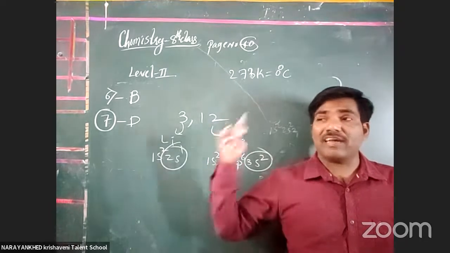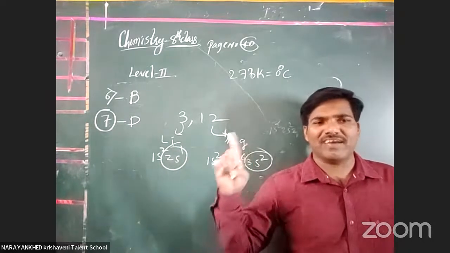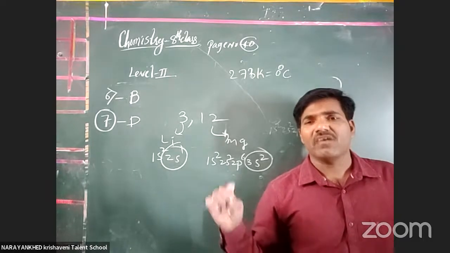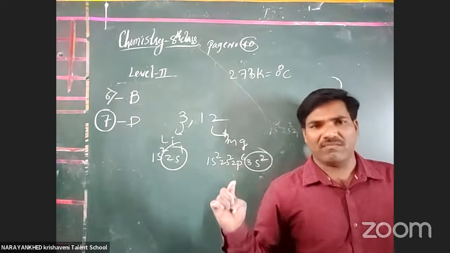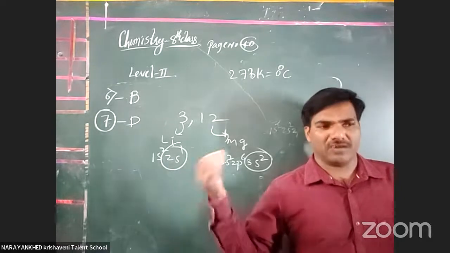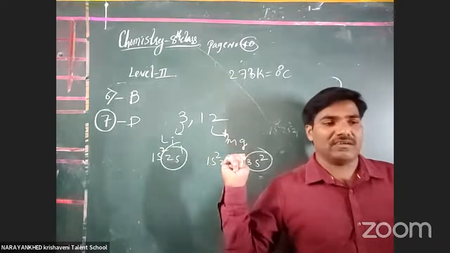We can't measure light as this much length. Why? Because light travels 3 lakh kilometers in 1 second, 3 into 10 to the power of 8 meters per second. So light is measured in candela. That is a new thing. And amount of substance, and electric current, and heat.